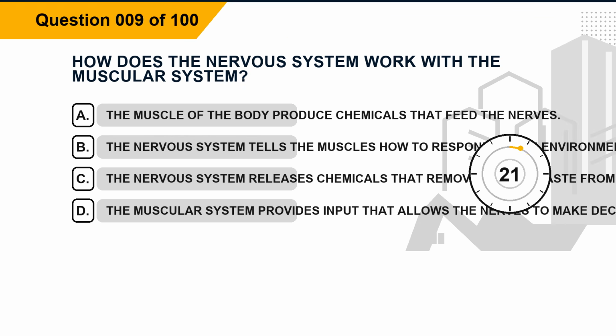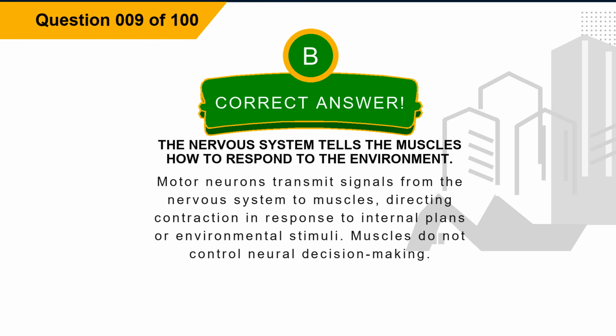Question 9. How does the nervous system work with the muscular system? Option A. The muscle of the body produce chemicals that feed the nerves. Option B. The nervous system tells the muscles how to respond to the environment. Option C. The nervous system releases chemicals that remove excess waste from the muscles. Option D. The muscular system provides input that allows the nerves to make decisions. The correct answer is option B. The nervous system tells the muscles how to respond to the environment. Explanation. Motor neurons transmit signals from the nervous system to muscles, directing contraction in response to internal plans or environmental stimuli. Muscles do not control neural decision-making.